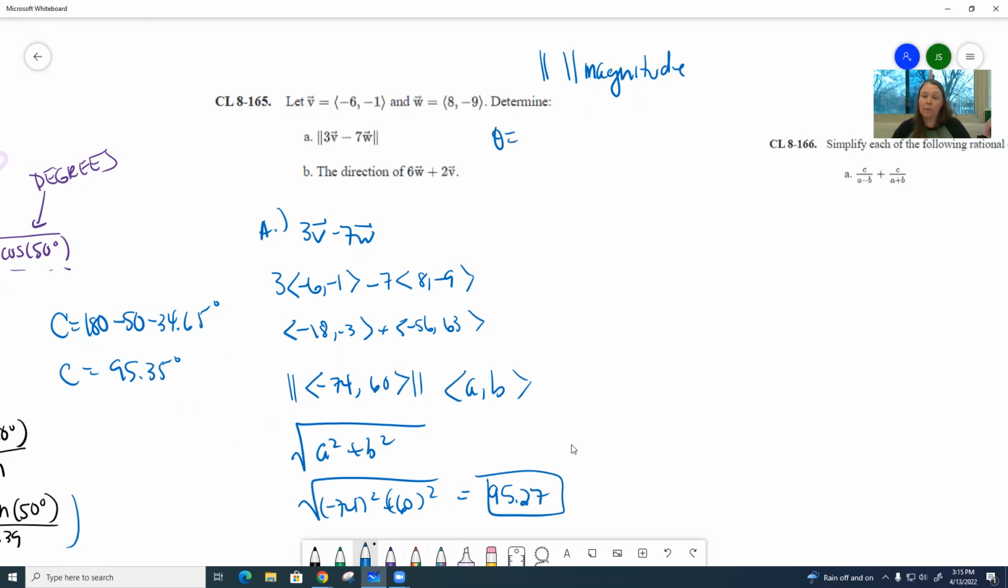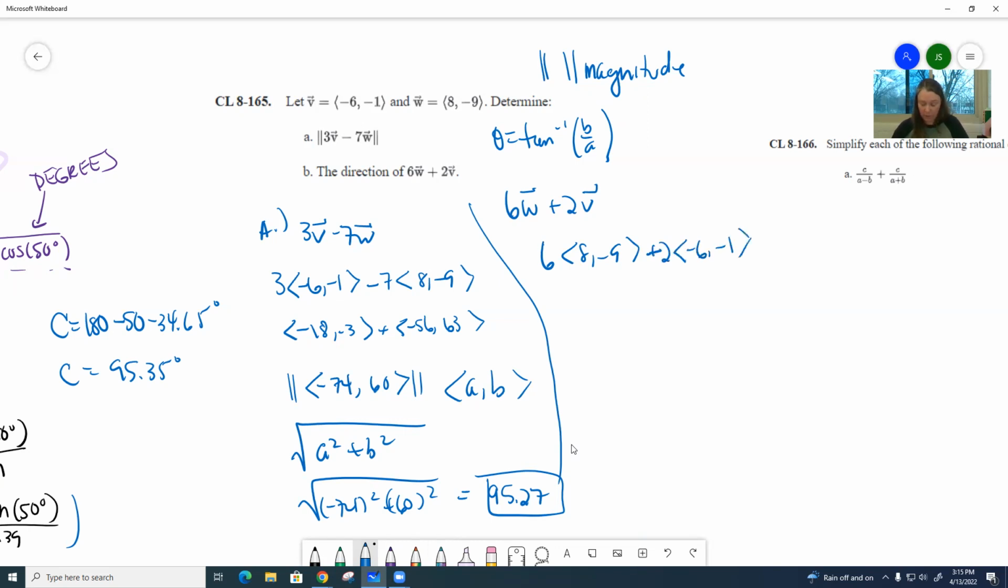B, direction. Direction, remember, is the inverse tangent of B over A when you have something in component form. So again, I'm going to get this in component form. So I'll do 6 times the 8, -9. What is that? Plus 2 times the vector V, which is the -6, -1. So then I would have 48 and negative 54, and then plus the negative 12 and negative 2. And then that gives me 36, negative 56. So if I were to draw this vector out, 36, negative 56 would be somewhere down here. It's a fourth quadrant vector.